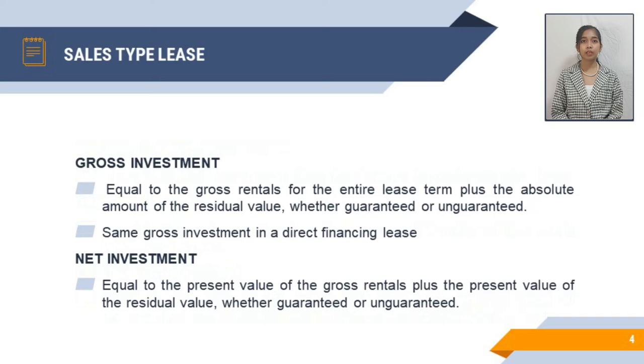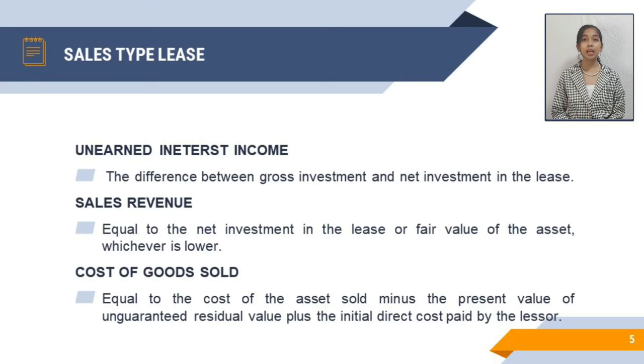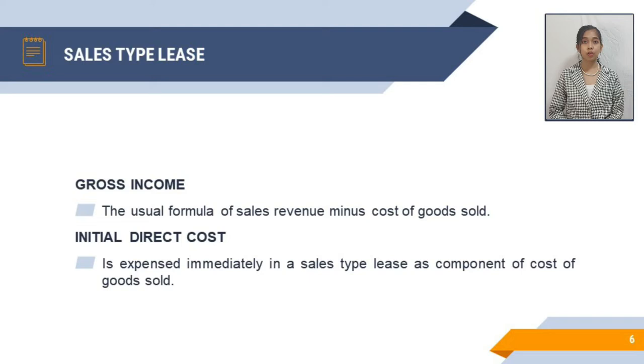For the unearned interest income, it is simple because we just deduct the net investment from the gross investment. The sales revenue is equal to the net investment or the fair value of the asset, whichever is lower. If there is no fair value, the sales revenue is the same amount as the net investment. As for the cost of goods sold, the initial direct cost paid by the lessor will be added to the cost of the asset sold and the present value of the unguaranteed residual value is deducted. In gross income, the usual formula will be used, where the sales revenue less the cost of goods sold is our gross income. The initial direct cost is expensed immediately in a sales type lease as a component of the cost of goods sold.